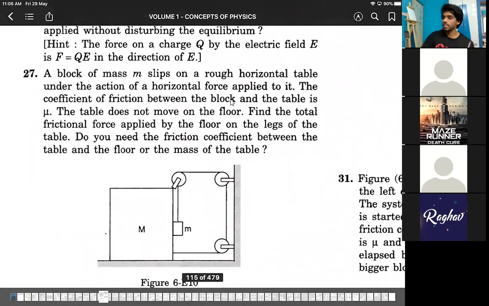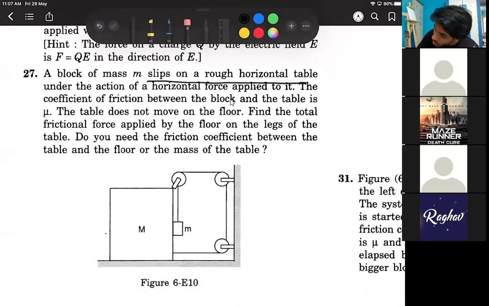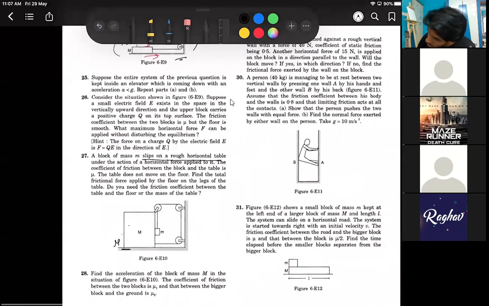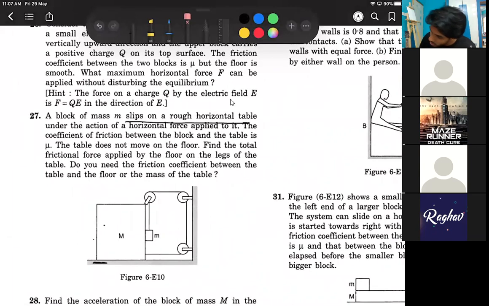Look at question number 27. In this beautiful question, a block slips on a rough horizontal table. The coefficient of friction between the block and the table is mu. The table does not move on the floor, so it is not sliding. Find the frictional force applied by the floor on the legs of the table. Wait a second. This is not the question that he's talking about. I'm sorry about this. This is a different question. Question number 27 is different. The diagram that we have is for the 28th, so I will discuss that later.